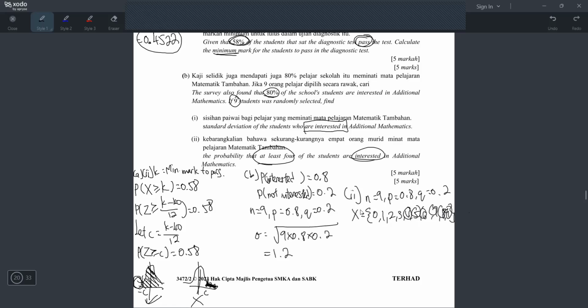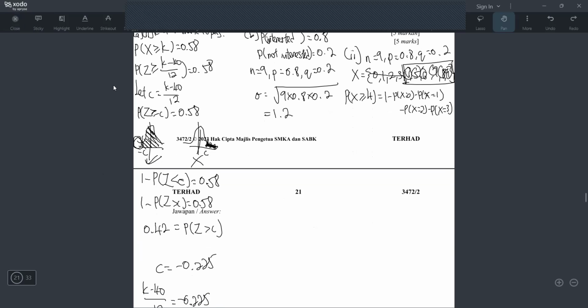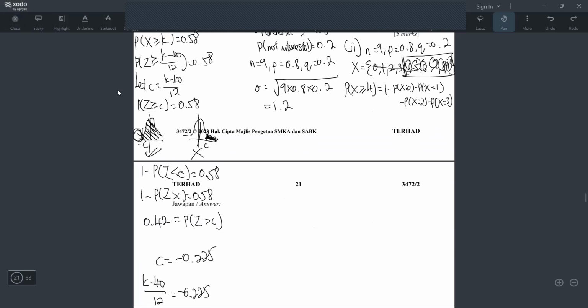Or you can do it another way. Since I'm finding P(X) at least 4, which means bigger than or equal to 4, I can take 1 minus the probabilities of 0, 1, 2, and 3, because total probability here is 1, right? So I'll take 1 minus the ones I don't want, which is 0, 1, 2, 3, and then I'll get the balance, which is 4, 5, 6, 7, 8, 9. If you want to add 4, 5, 6, 7, 8, 9 like that, you can also, and you'll get the same answer. Okay, now there's a lot of stuff I have to write.